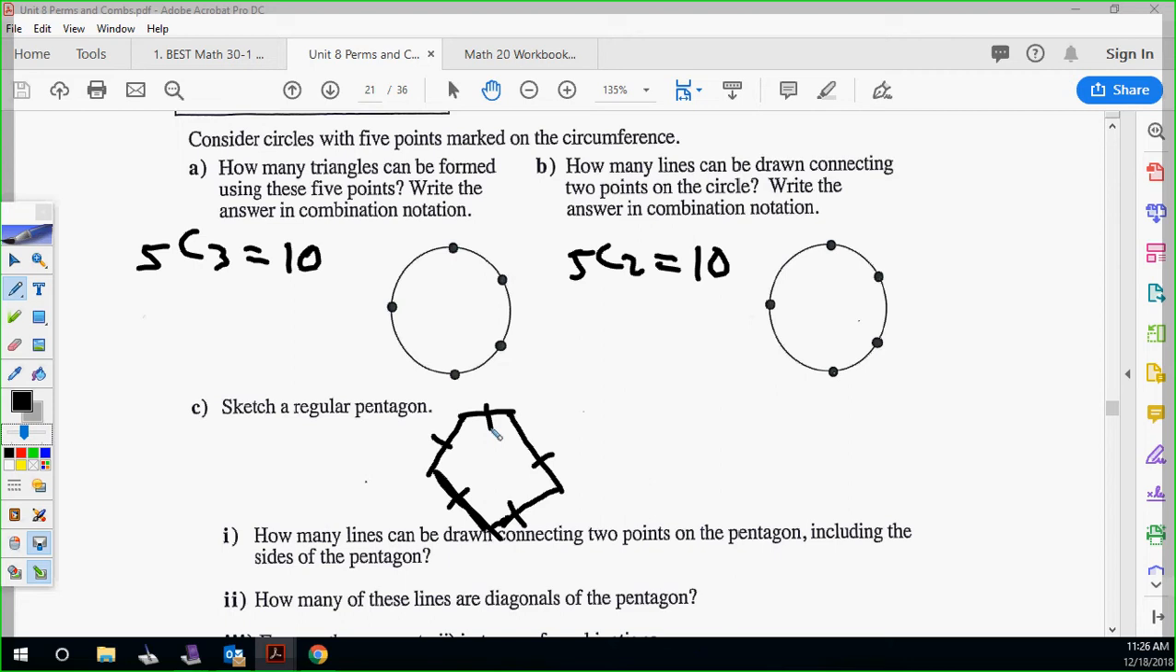Regular, yeah, you should know regular. Yeah, that's a pentagon. That's right. 5 sides. So a regular pentagon, 5 sides, pentagon. Okay, so then there's your regular polygon.